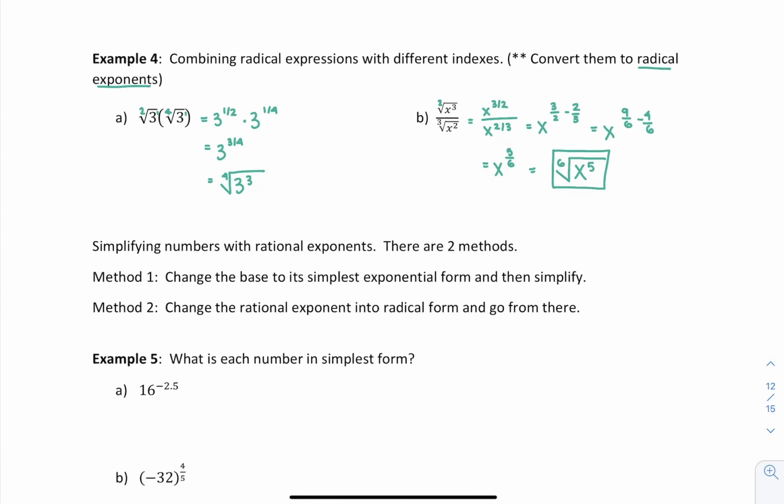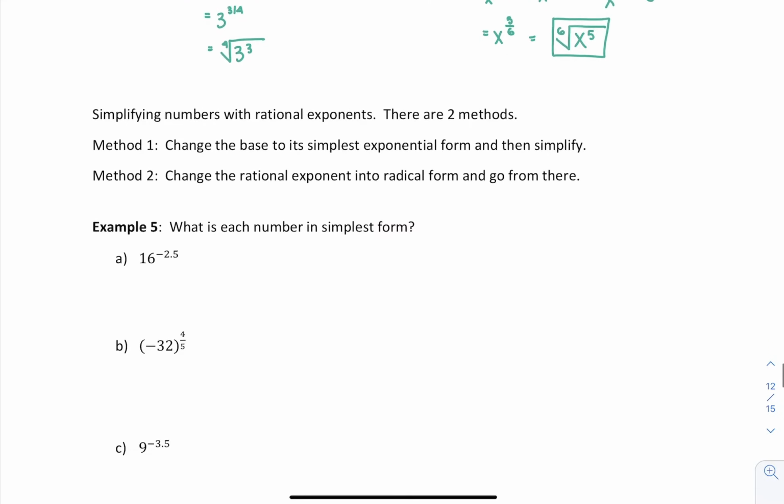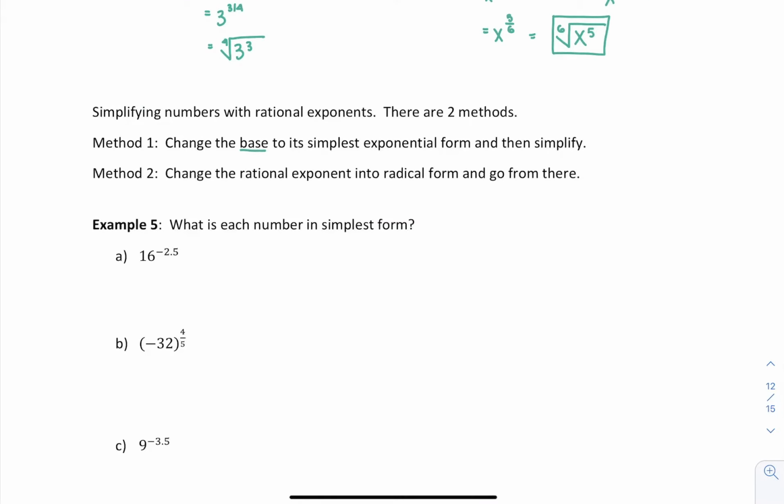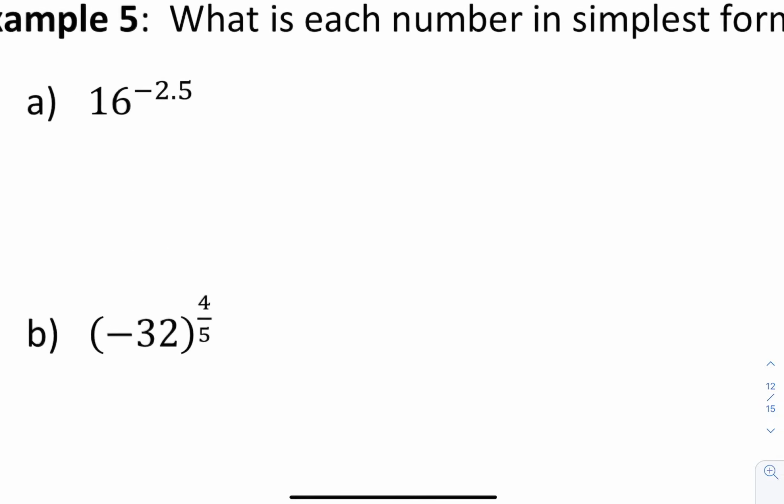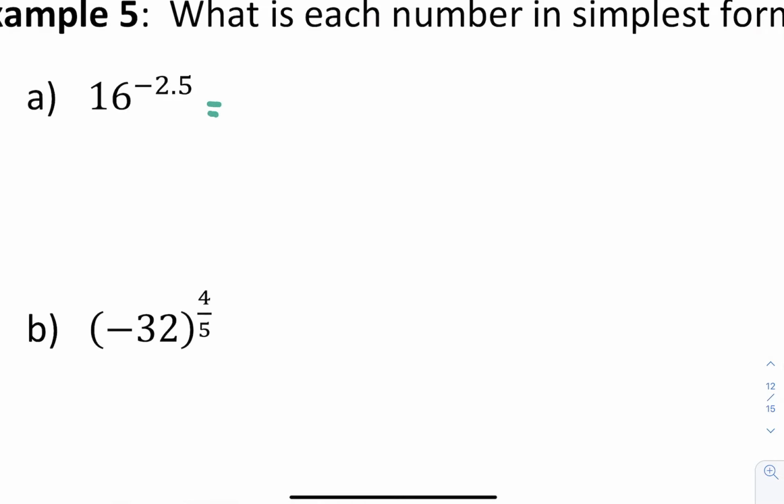So if we're simplifying numbers with rational exponents, we have 2 methods. The first is to change the base to its simplest exponential form and then simplify, or change the rational exponent into radical form and go from there. So if I see something like this, I'll show you the 2 ways for the first one. So 16 to the negative 2.5, sorry. So let's change this into a fraction. Negative 2.5 is really like negative 5 over 2.